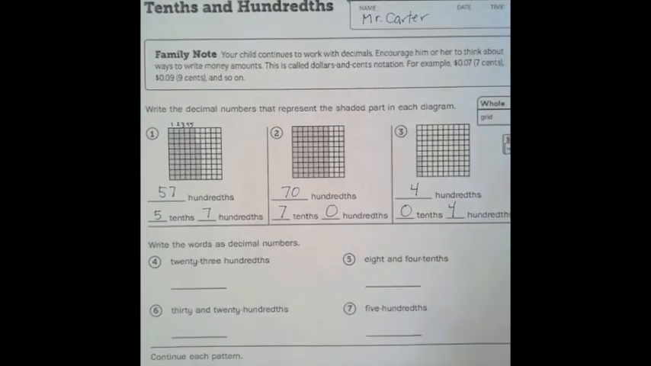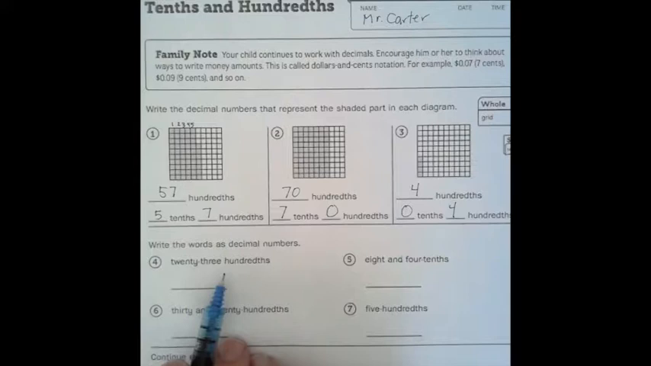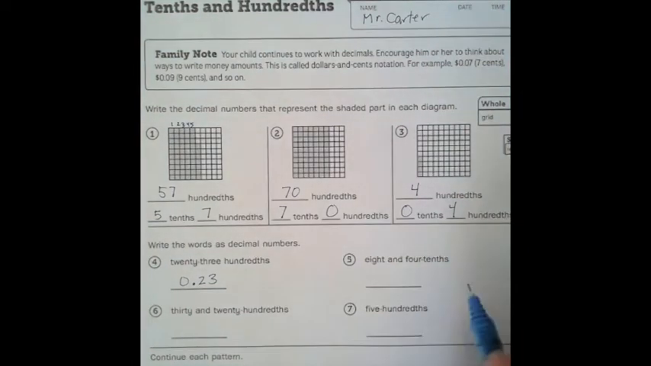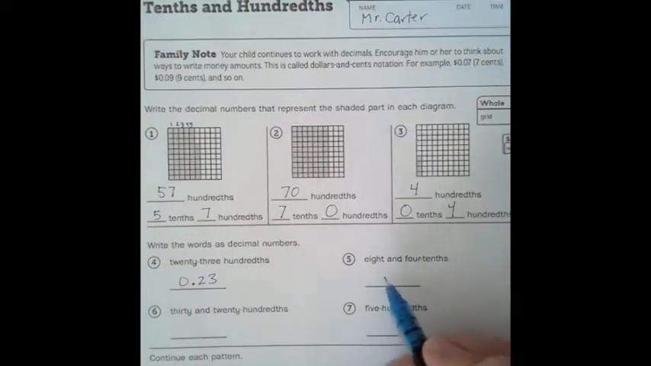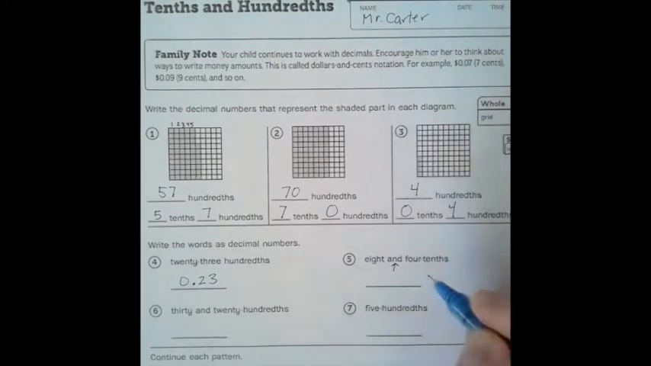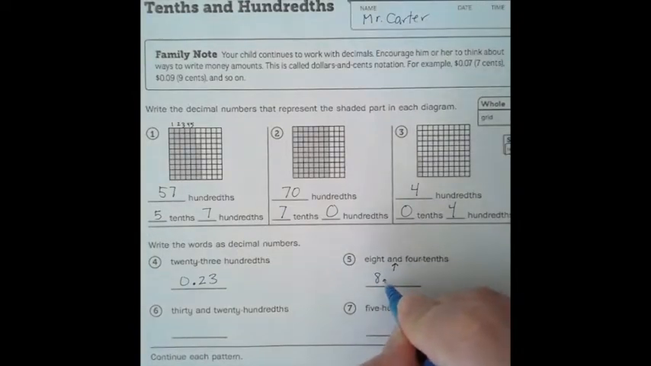So now down here, they're asking you to write the words as decimal numbers. So 23 hundredths would be 0.23. That's 23 hundredths. 8 and 4 tenths. And when you see the word and, that's a clue that you need to have the decimal point there. So it's 8 and 4 tenths. So when you see the word and, that's a clue that you need to put a decimal point.